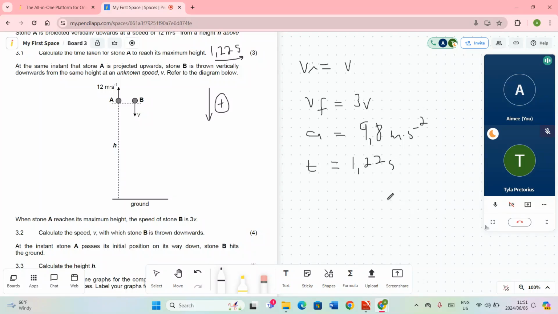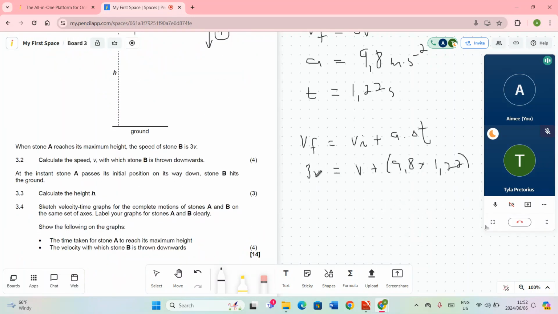Now let's find a formula that incorporates VI, VF, A, and T. Once again, VF equals VI plus acceleration times change in T. Now we substitute in. They're both moving in the same direction, so we don't have to substitute in negative and negative or positive and positive. We just say 3V equals V plus 9.8 times 1.22.